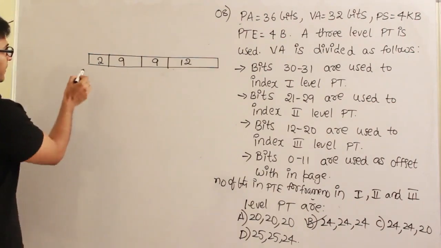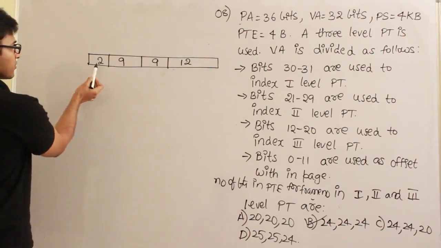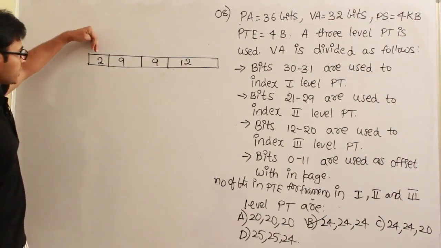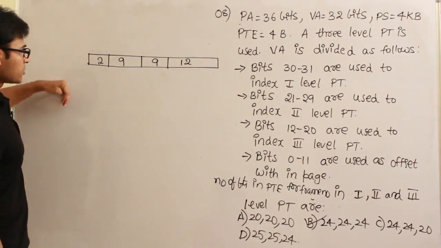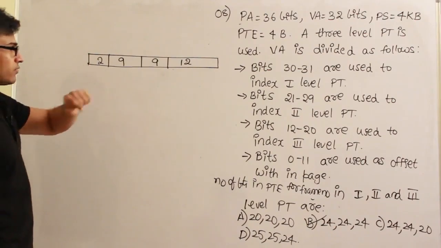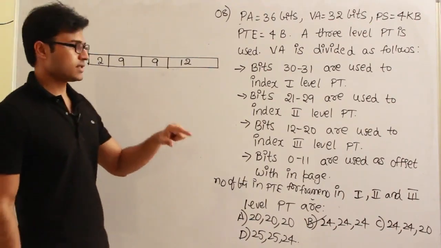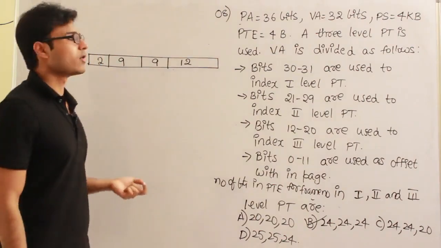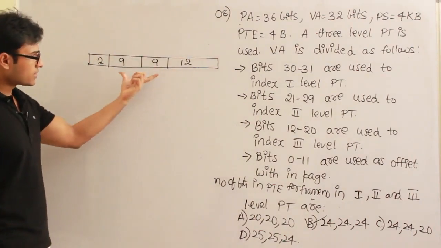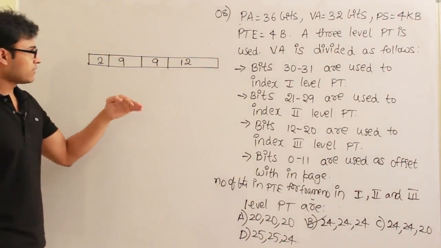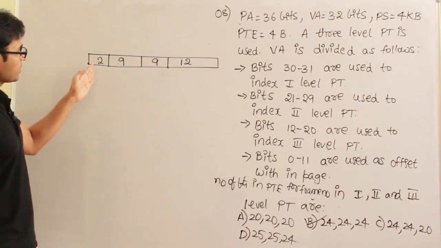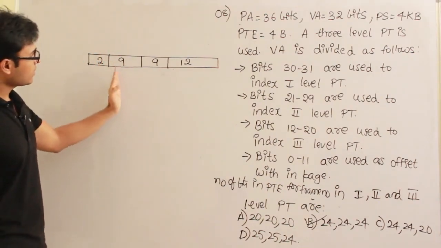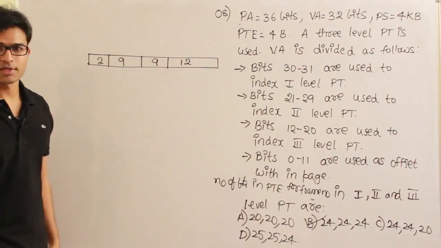So what does it mean? Here, see, always this initial part is generally used as the index into the outermost page table. Therefore, if they are talking about the first level page table, they must be talking about the outermost page table, because when you divide the virtual address like this, it is a convention that the most significant bits go into the outermost page table, then the next level, and finally the page offset.